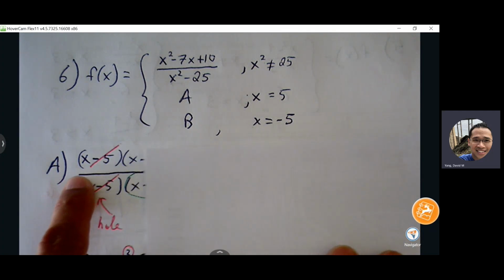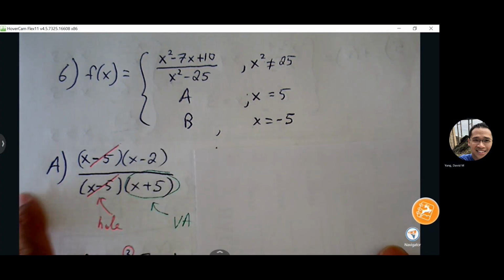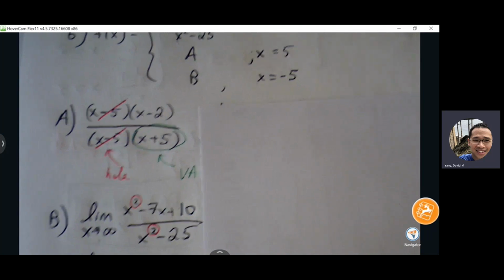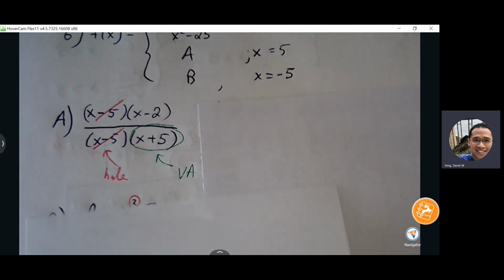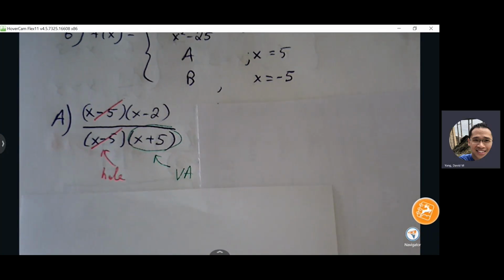Numerator factors, denominator factors. And then now we can identify where the hole is, right? The hole is at x equals 5 because we see common factors. Right? The denominator that does not go away, that's where you can find your vertical asymptote.